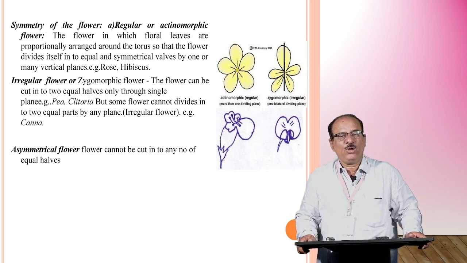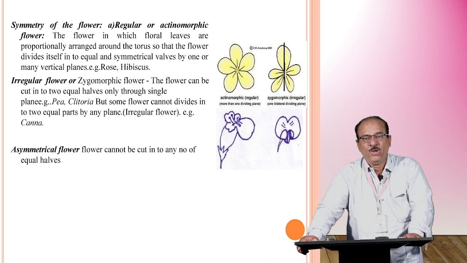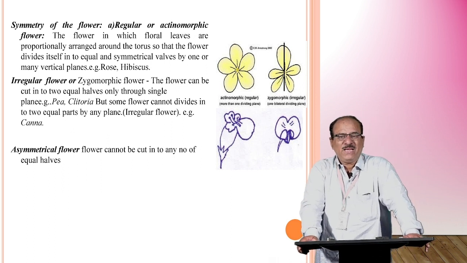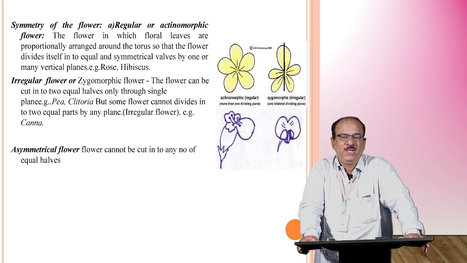First is the regular or actinomorphic flower, where the flower can be divided into two equal halves by more than one plane or any plane. If you try to divide the flower by any plane, the flower will be divided into two equal parts.